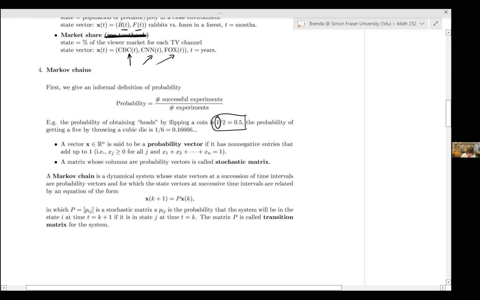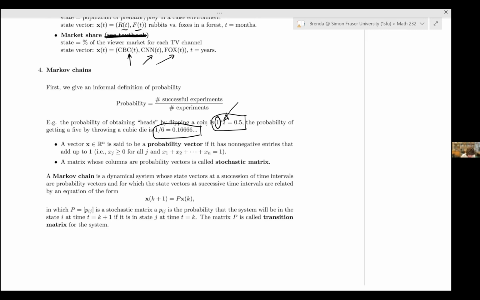A head comes up once, and how many possible outcomes are there? There are 2. You could get heads or tails. So that's 1 in 2. And the probability of getting 5 on a die is 1 in 5. I'm sorry, 1 in 6. There are 6 faces on a die, and you throw it, and some number comes up, and the probability, if it's random, is 1 in 6. Okay, so that's what it is.